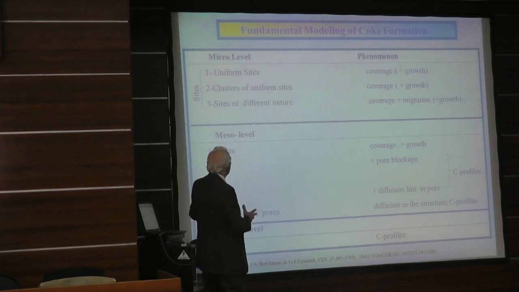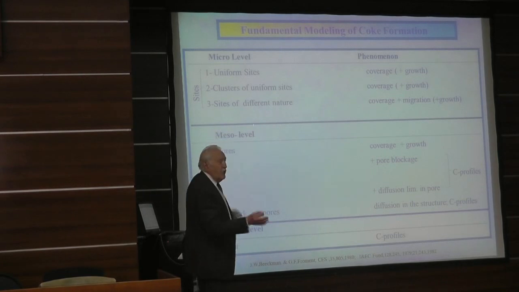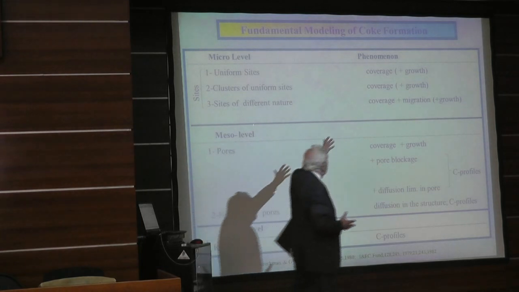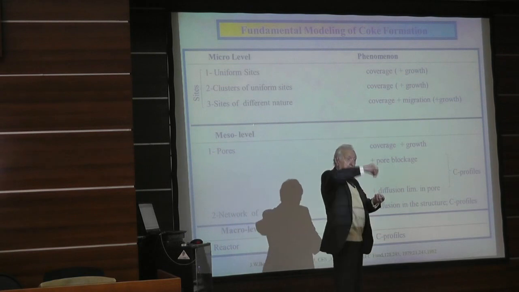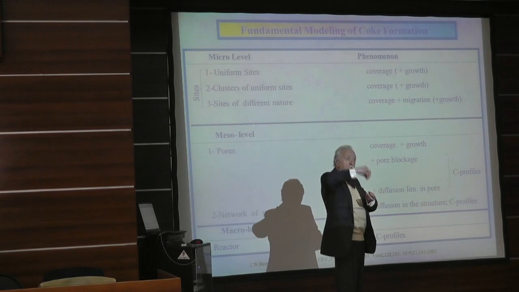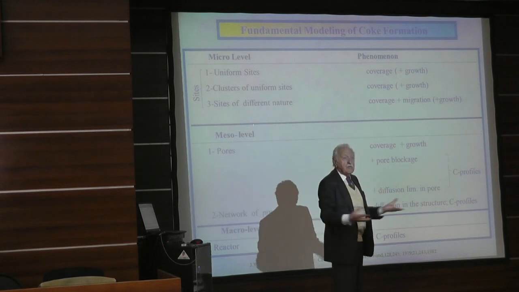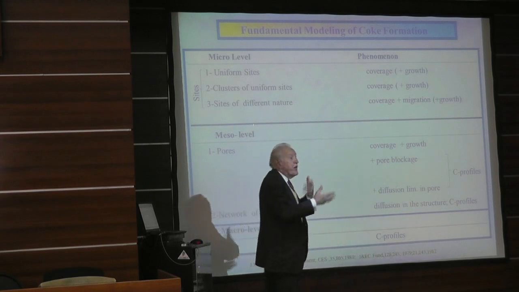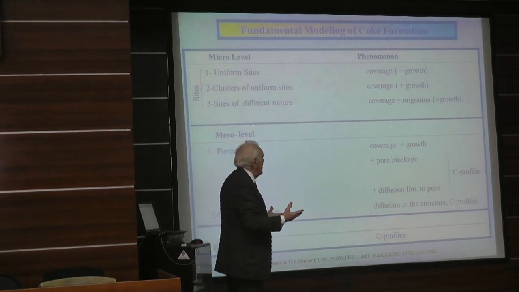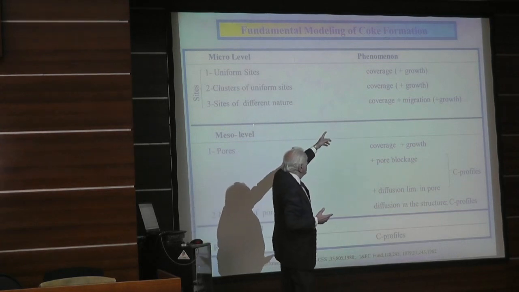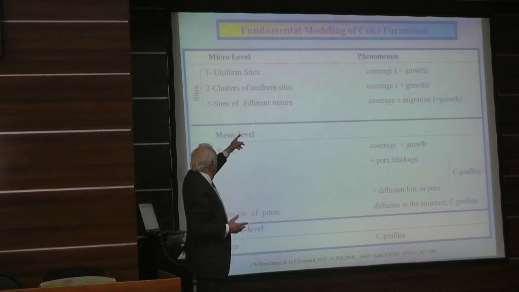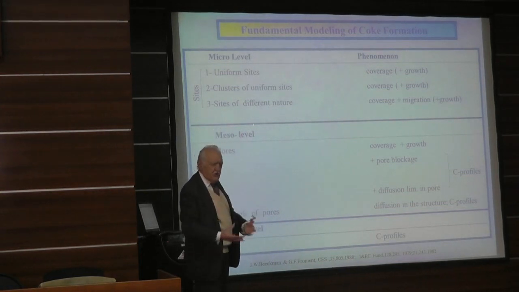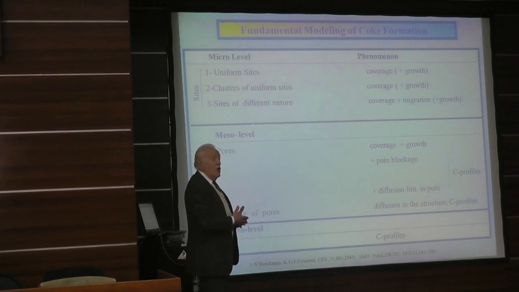But what did we do? We looked at the micro level, which is the site level, and we looked at the phenomenon, which is coverage plus growth, because coke grows on coke. It's a chemical reaction. It's kind of a polymerization reaction. So we covered the coverage and growth for situations of uniform sites, of clusters of uniform sites, of sites of different nature.